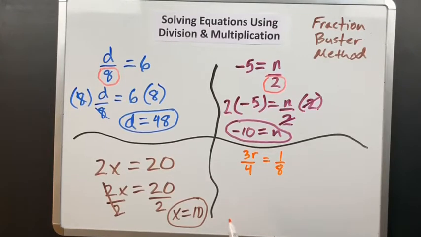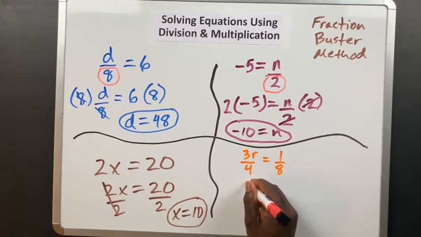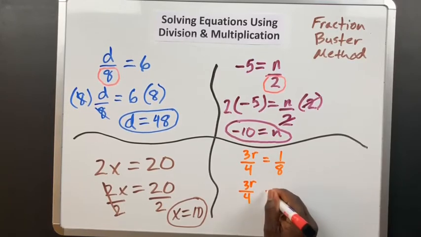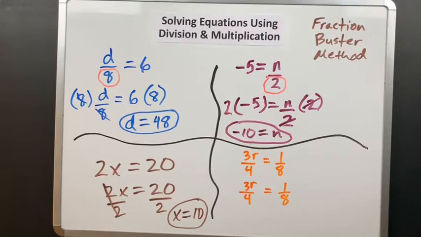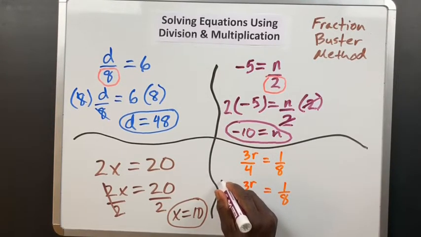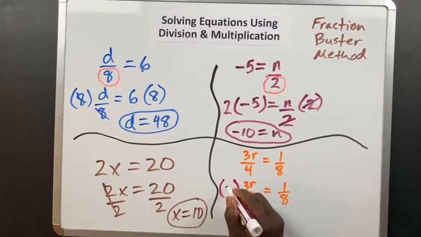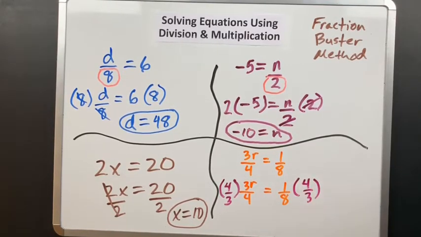Whatever you do on one side, you have to do to the other side of the equation. So let's copy this equation again. 3 times r over 4 equals 1 over 8. And we're going to multiply both sides of the equation by the reciprocal. The reciprocal of 3/4 is 4 over 3. So let's multiply this side by 4 over 3 and multiply this side by 4 over 3.